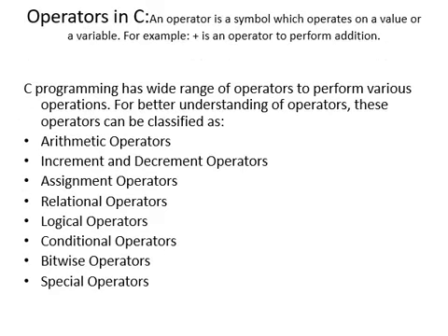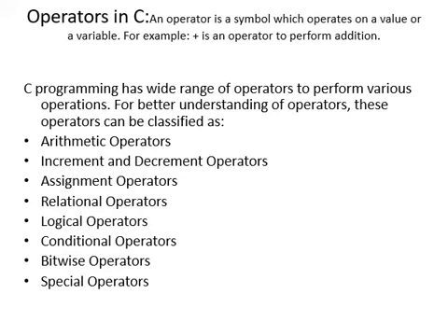And the types of operators that we have in C language. An operator is a symbol which operates on a value or a variable. So for example, plus is an operator to perform addition. So we have different types of operators, with a wide variety of operations to perform.